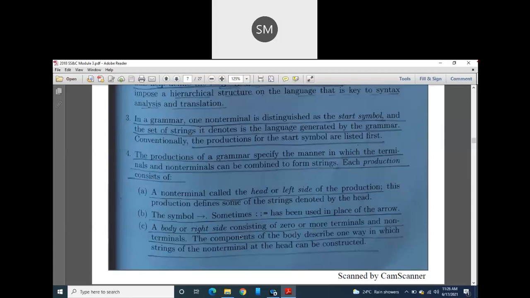Then the body, or right side, of the production will have zero or more terminals and non-terminals. I already told you, the right side will be a combination of both terminals and non-terminals.